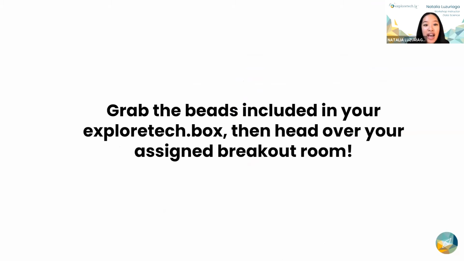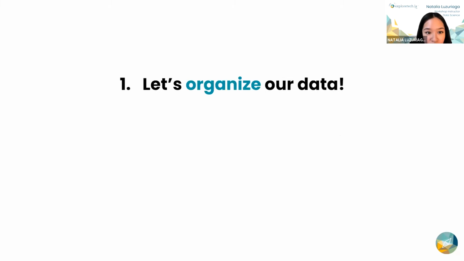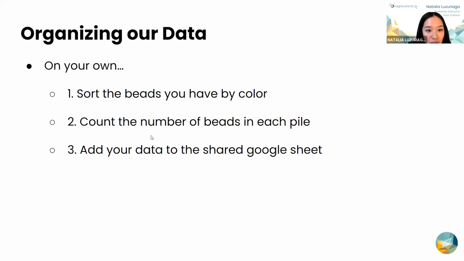Okay, so for our first section of the activity, we're going to be using our beads, and then we're going to organize them by color. Jeffrey, next slide. So we will basically put everything that Jeffrey said into practice with our beads. We're going to organize our data, our beads, through color, and then we will count the number of beads in each pile. And then we're just going to add that into a shared Google spreadsheet that our volunteers will share with you when we are in our breakout rooms.